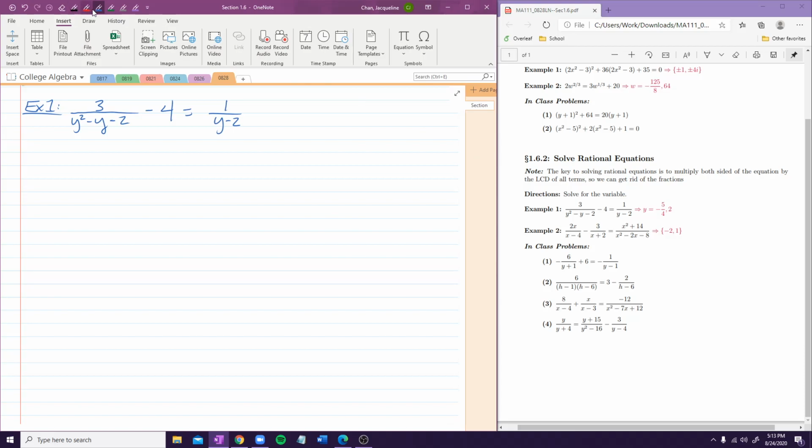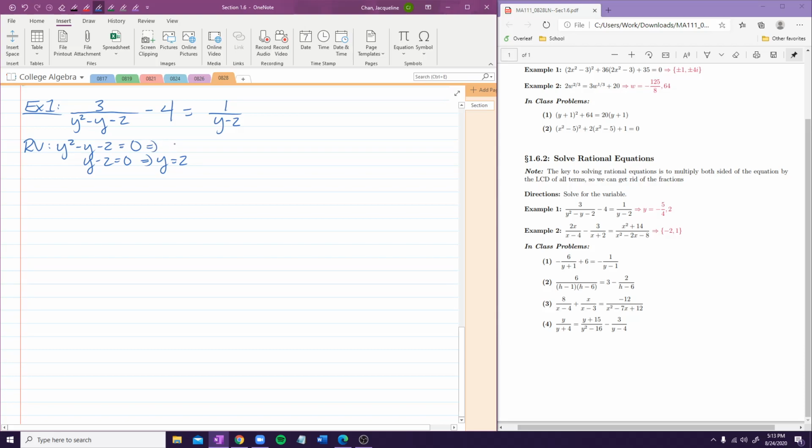But first of all, what do we do when we are dealing with rational equations? We're always going to find the restricted values. So we gather all the denominators that have variables. I have y squared minus y minus 2, and we want to set that equal to 0. We also have y minus 2 equal to 0. I'm going to solve the easier one first, so we know y cannot equal 2.